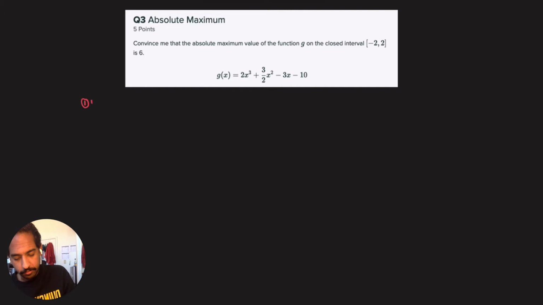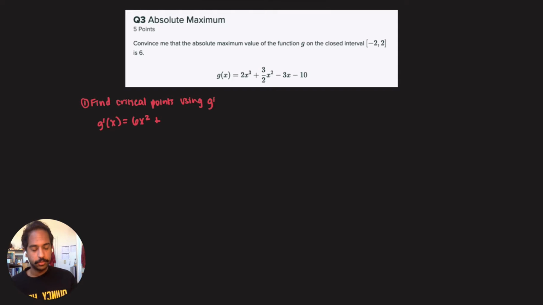We'll do that in red. Find critical points using f prime. Or in this case, sorry, I shouldn't say f prime. What's our function? It's g, so g prime. So g prime of x is going to be 6x squared plus, bring down the 2, so that's going to be 3x minus 3, and then minus 0 because the derivative of a constant is 0. So there we have our derivative.